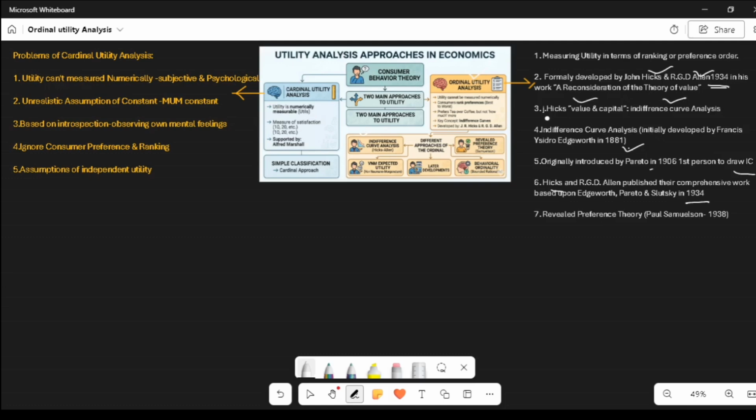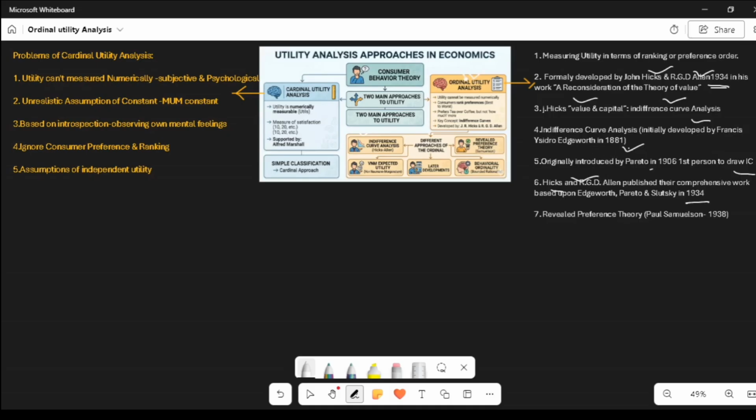Professor John Hicks developed a model in his book Value and Capital, in which he explained indifference curve analysis. Basically, the ordinal utility analysis was formally developed by Professor Hicks and R.J.D. Allen. Professor Pareto and Professor Edgeworth also developed ordinal utility analysis.